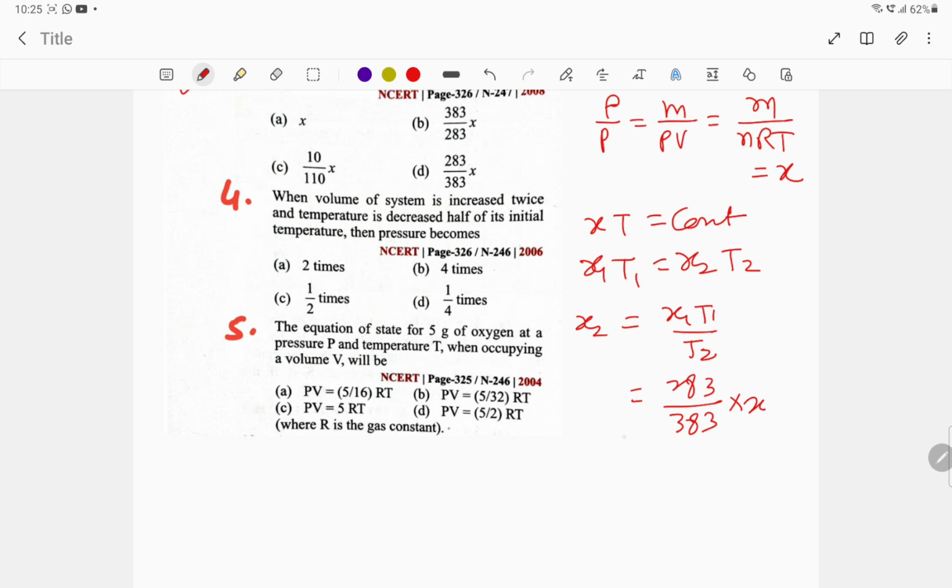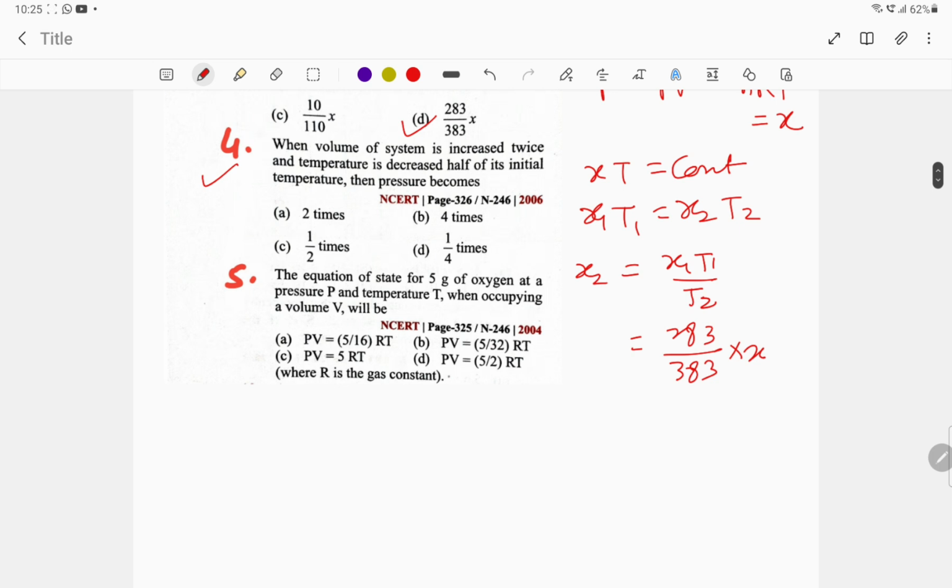So this is the correct answer. So D part is the correct answer. Now next is question number 4. When the volume of a system is increased twice and temperature is decreased to half of its initial temperature, the pressure becomes.